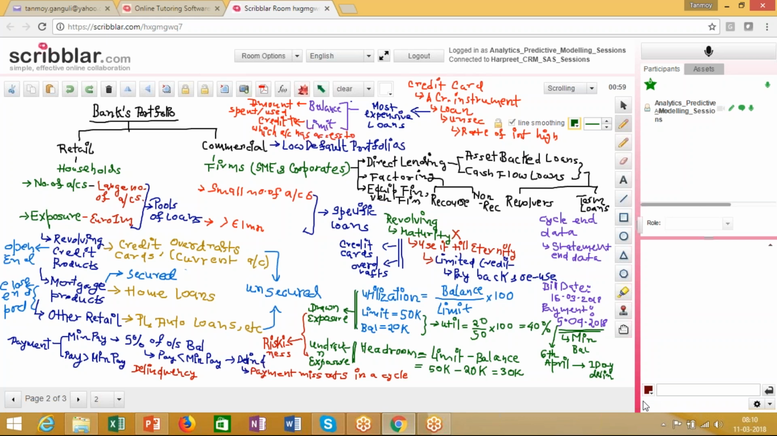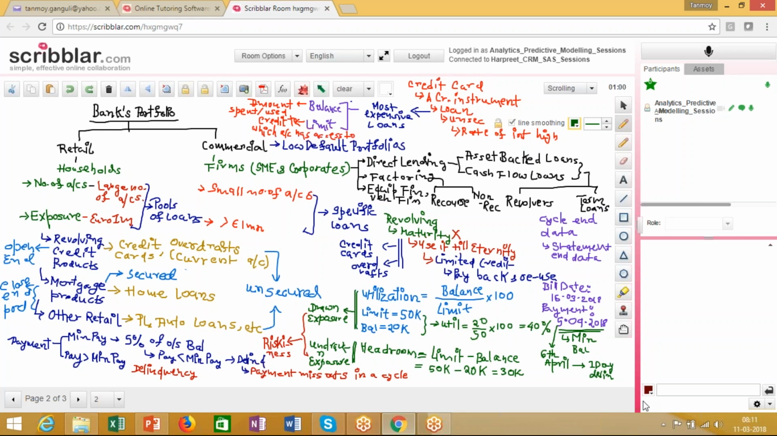Clear? Now, if from the 6th April, for the next 30 days you do not pay back, then you become 30 days delinquent or one cycle delinquent. So if you miss out the minimum payment of one given cycle, then you become one cycle delinquent. Right? Okay, great.